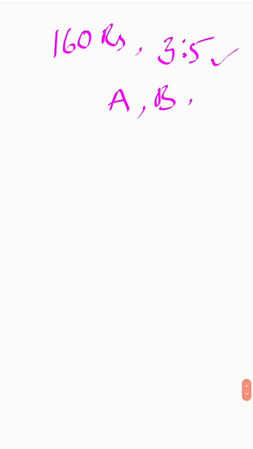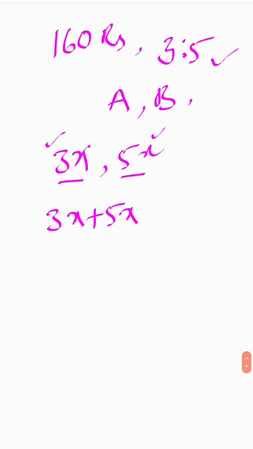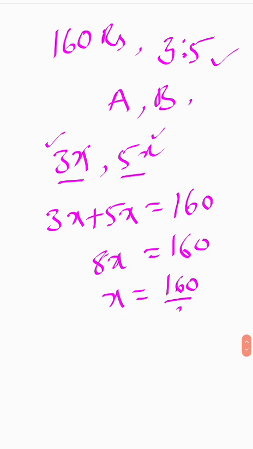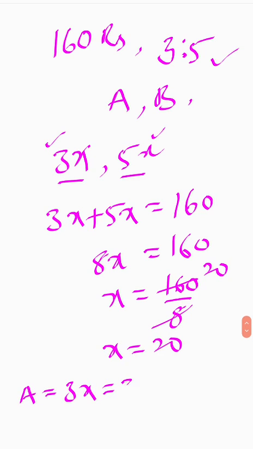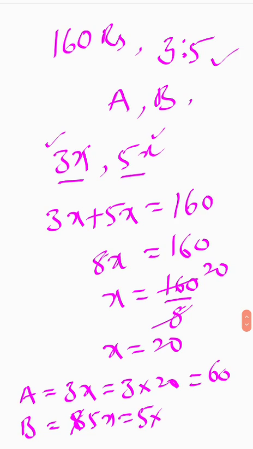In the simple equation method, let x be any constant, then the amounts are 3x and 5x. This is the amount of a, this is the amount of b. Now if we add these two, we get 160. Then 3x plus 5x equals 160. Then adding, 8x equals 160. So x is equal to 160 by 8. 8 20s are 160. Finally we got the x value. After getting the x value, we can easily find the amounts. A's amount, how much? 3x, that equals 3 into 20, that is 60. And the amount of b is 5x, that equals 5 into 20, that is 100. So this is one method.